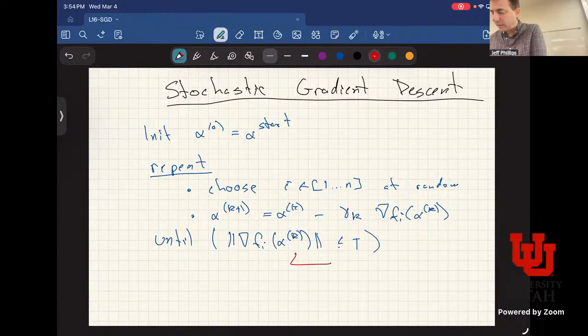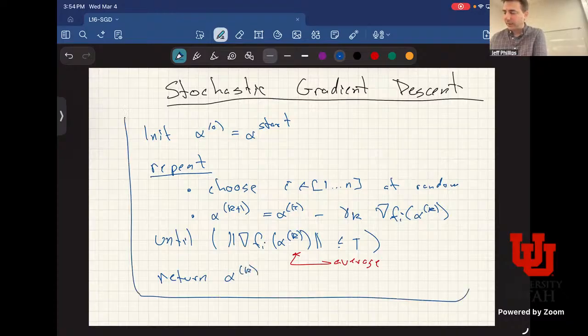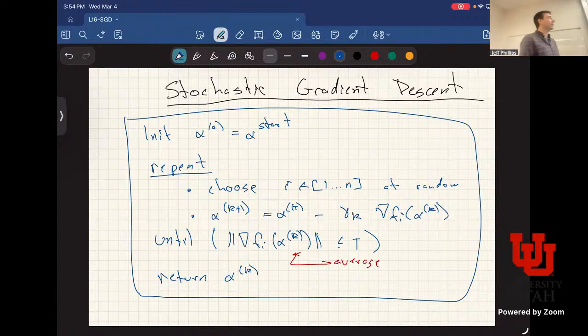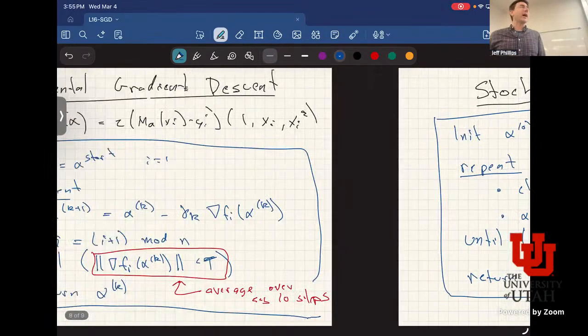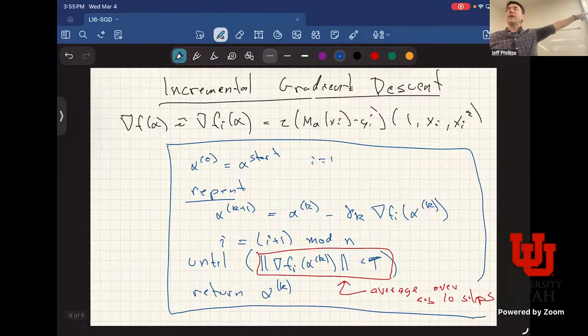And again, I need to take an average here to trust this. And finally, if I decide to stop, then I will return the parameters at alpha k. Okay, so this is stochastic gradient descent, and this is what everyone claims to use. In practice, a lot of times you actually use incremental gradient descent. You just walk through the data points in order.